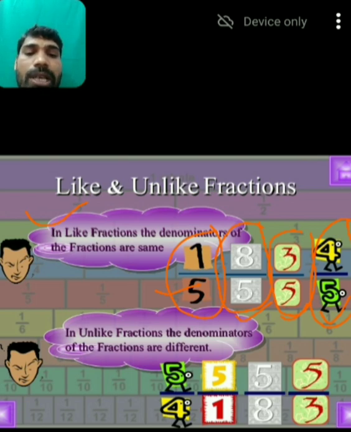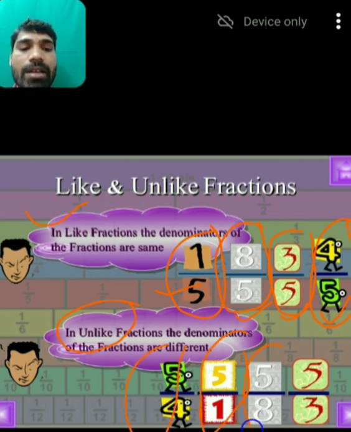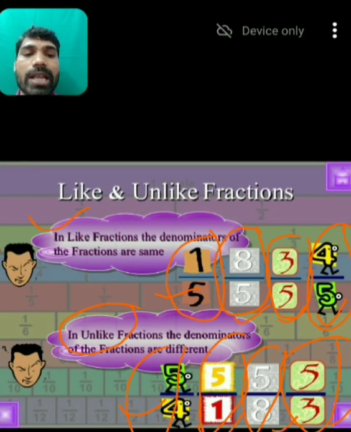And let us come to the unlike fractions. The meaning of unlike is different. See here a few examples: 5 by 4, 5 by 1, 5 by 8, 5 by 3. All of these denominators are different. So what do we call these? Unlike fractions. I hope you understand about like fractions and unlike fractions.